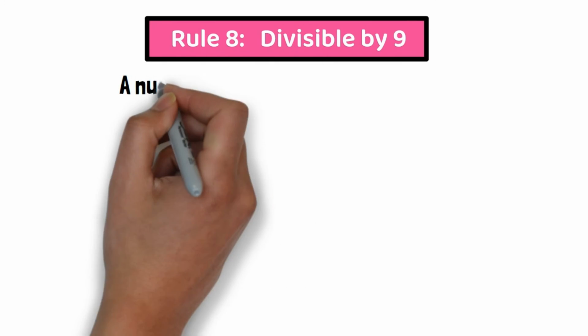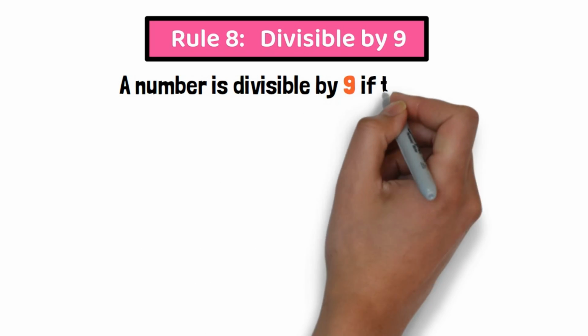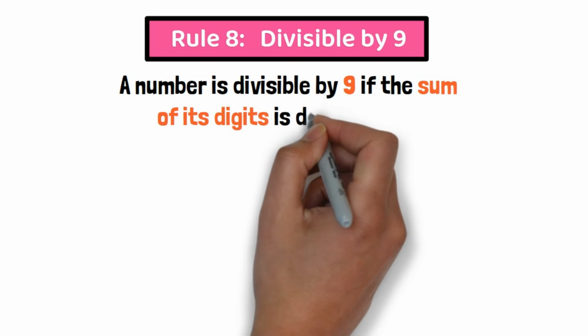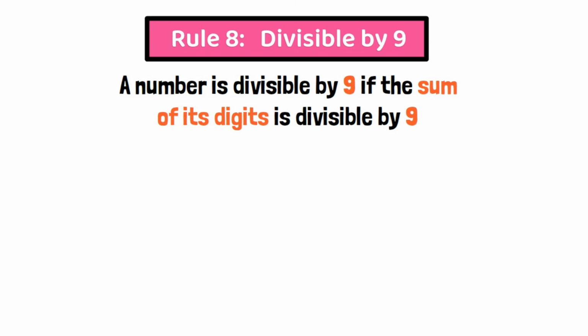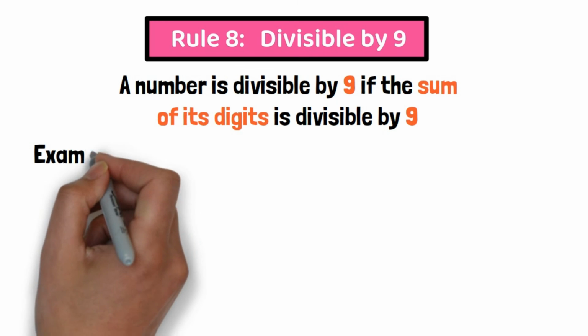Rule number 8 is divisible by 9. This is similar to divisibility by 3. A number is divisible by 9 if the sum of its digits is divisible by 9. And there is no remainder.